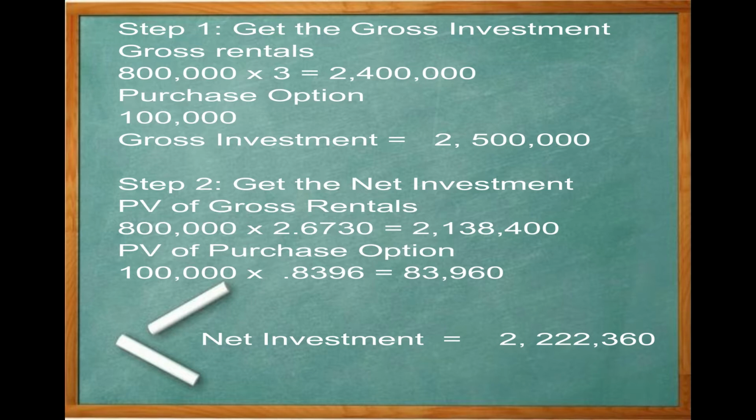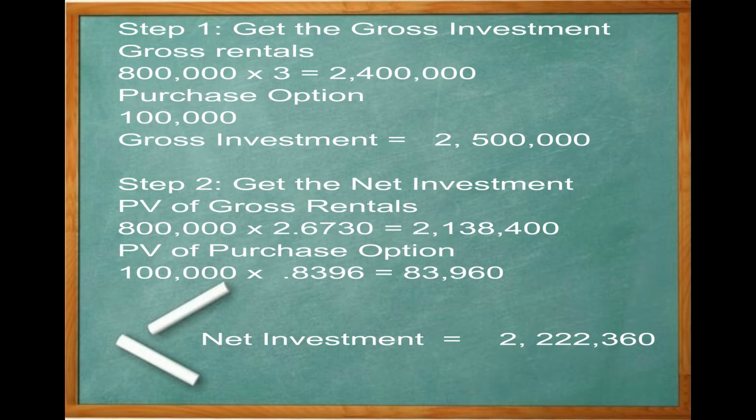Kapag meron tayong purchase option, isasama natin ito sa pagkuha ng gross investment. 2,400,000 plus 100,000 equals 2,500,000. Ito yung ating gross investment. Step 2. Get the net investment.